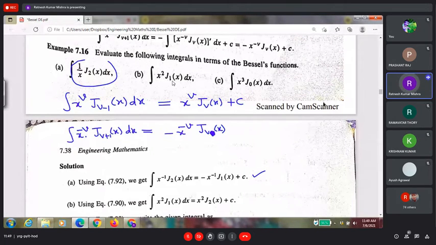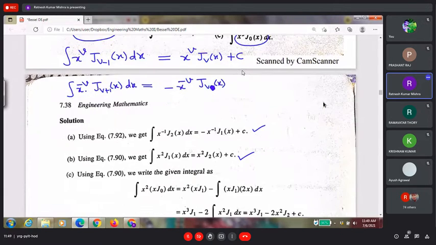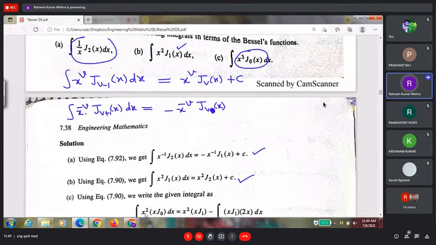Now x square J1, in this one substitute v equal to 2. So x square and 2 minus 1, J1. You can find this one. How to find the third one? x cube J naught. We can write x cube as x square into x, so x square into x J naught.